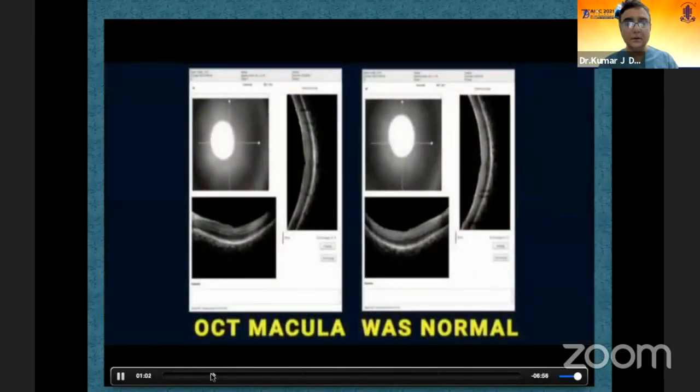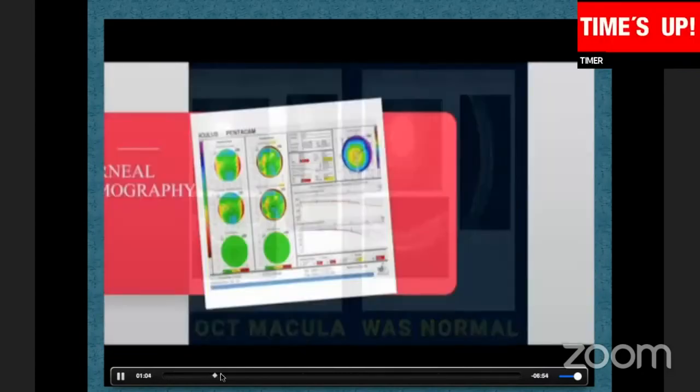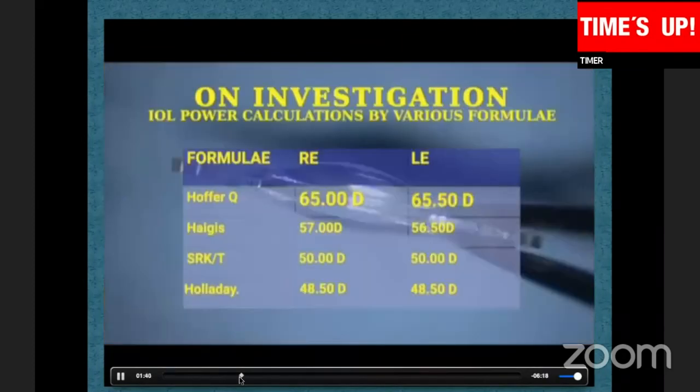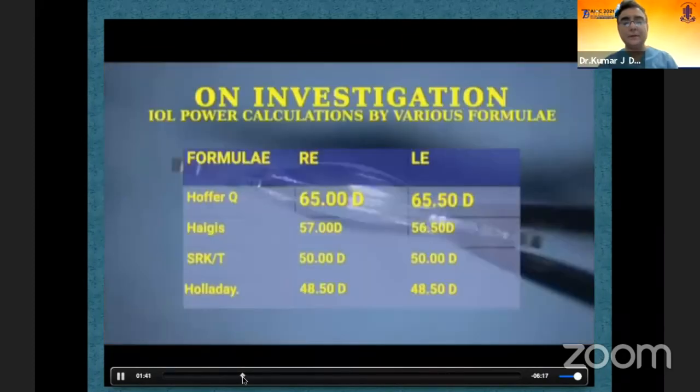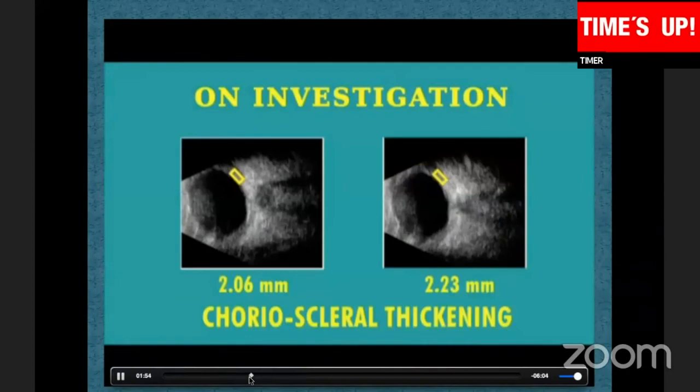OCT macula was normal in both eyes. A detailed time is up, so I'll just tell you the end thing: I put a 65 diopter IOL in this case, in the left eye. And the patient did reasonably well. I think my time was up. Thank you very much. We put a 65 diopter IOL in a microphthalmic eye and the patient did extremely well.